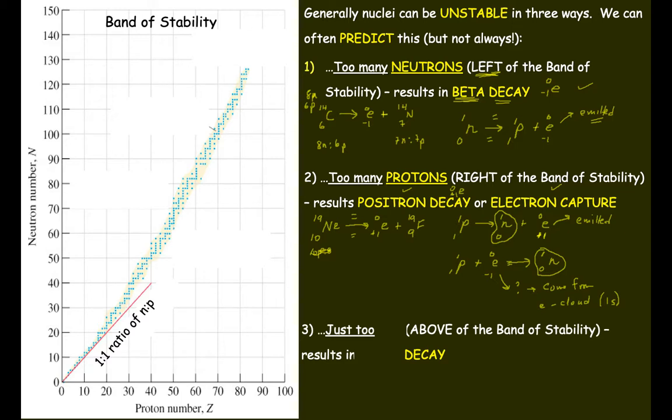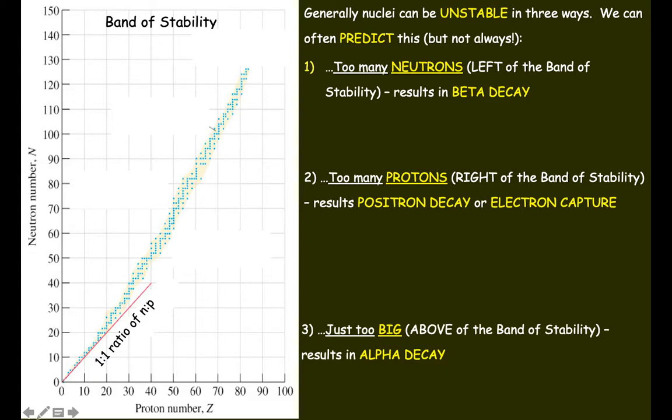The last case is that you can just be too darn big. You can have too many neutrons or too many protons, off in the ratio, but you can also just be too big, and that's going to result in losing weight. The best way to lose weight is alpha decay. Alpha decay is just releasing 4 particles. You're going to release a helium nucleus, which is 2 protons and 2 neutrons. Think of 2 protons and 2 neutrons as this particle.